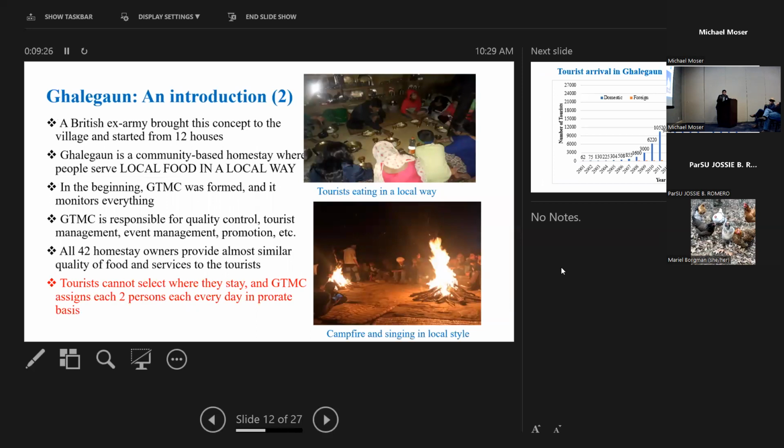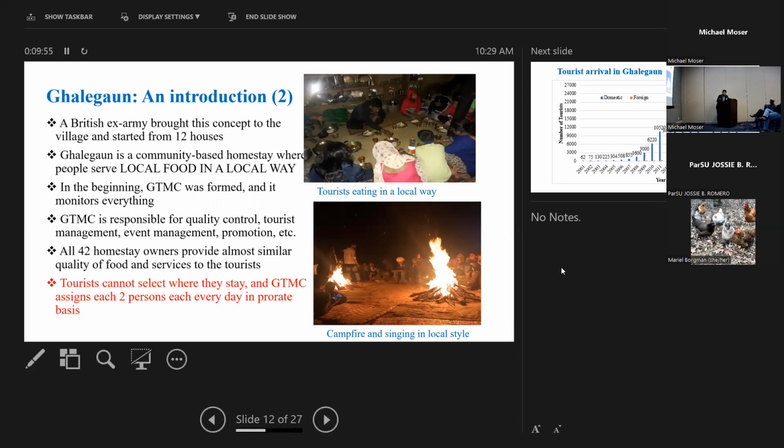A British ex-army man brought this concept to the village in 2000, and the motto of the village was local food in local way. That means they wanted to serve their local traditional food to the tourists in a local way. In the beginning, they formed GTMC, and it is responsible for quality control, tourist management, event management, as well as promotion of the village.